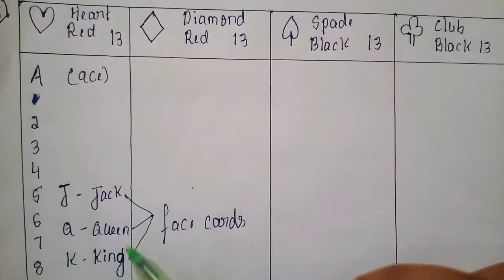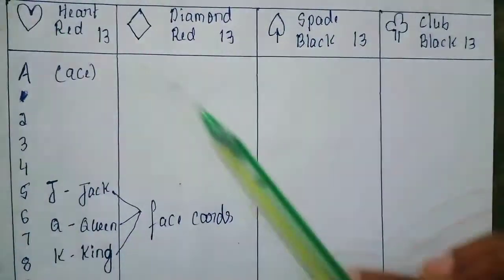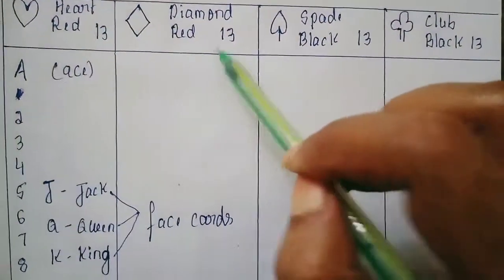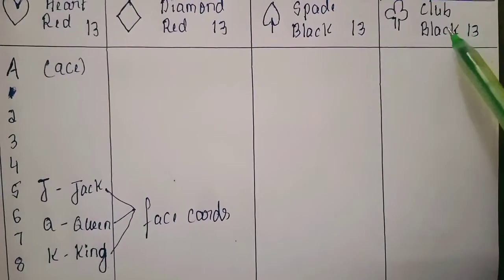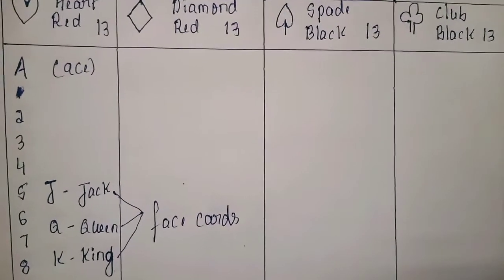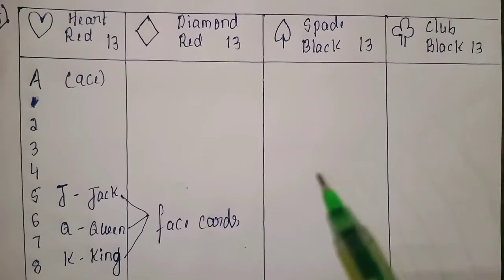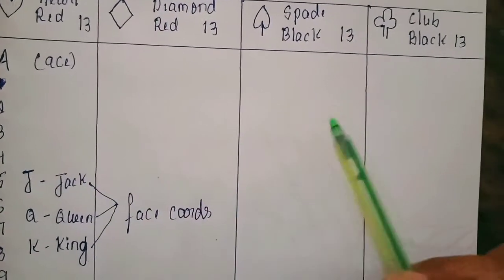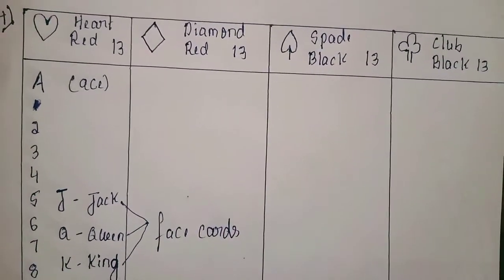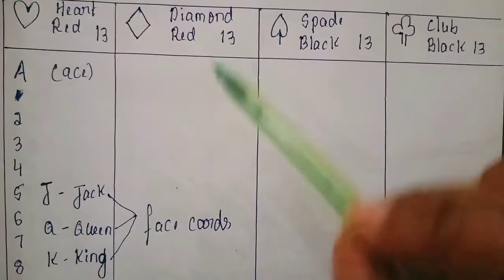In each column, 3 face cards will be of heart. The 3 face cards will be of diamond. 3 face cards will be of spade. And 3 face cards will be of club. So concentrate whenever they ask a question. If they ask color, you have to see these 2 rows and these 2 rows separately. If they ask symbol, you have to see the single shape.